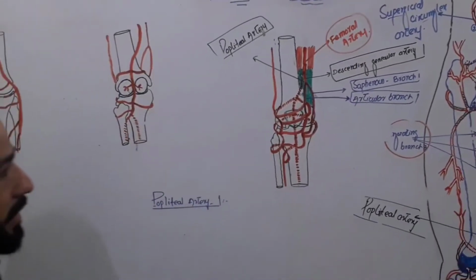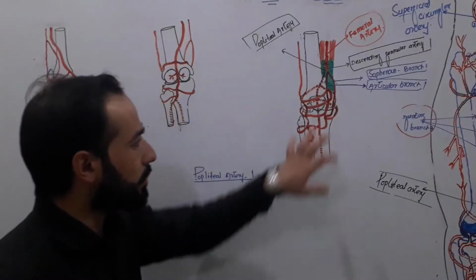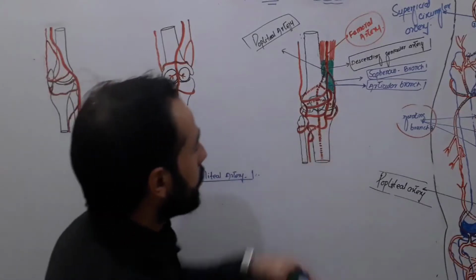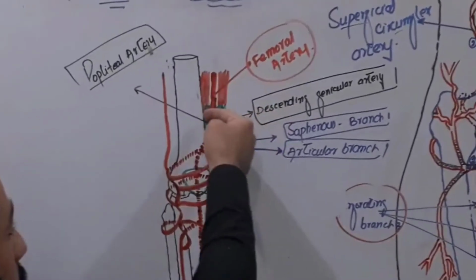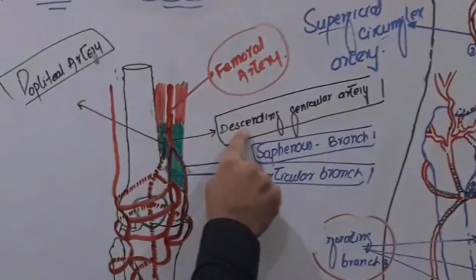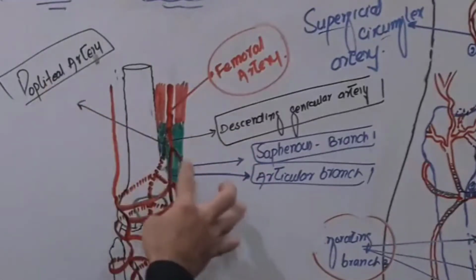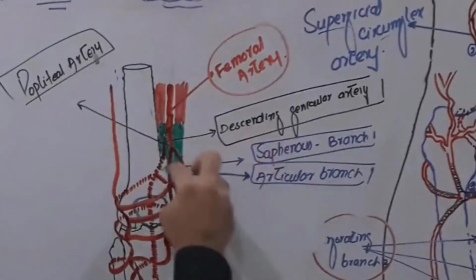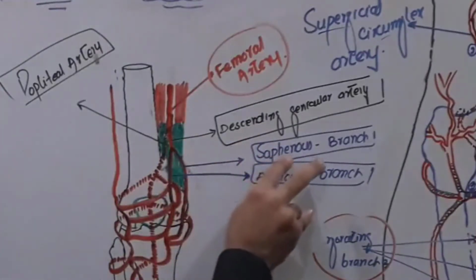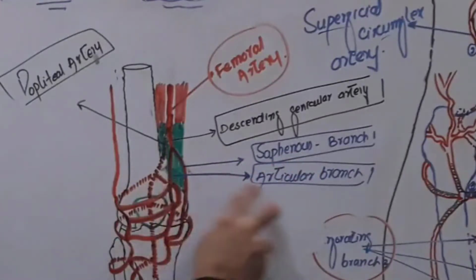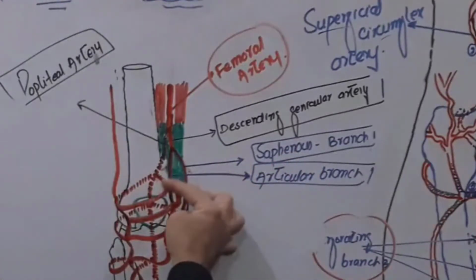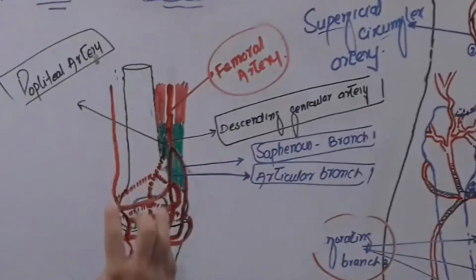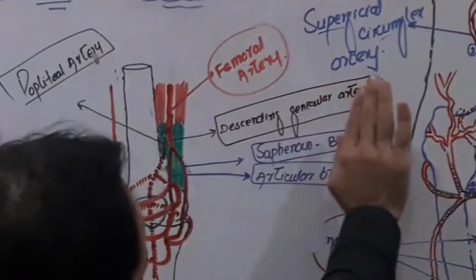Done, friends. In anatomy, what is the most important thing? The most important thing is the diagram. If you know the diagram, then you can remember all the things easily. So look, this is the femoral artery. The femoral artery gives off two branches, the descending genicular artery and the popliteal artery. We will see the branch of the popliteal artery in a while. Then this descending genicular artery gives off two branches, the saphenous branch, which is medial, and the articular branch, which is lateral to the saphenous branch, and it makes anastomosis and articulates around the knee joint. Clear, friends? We will see this artery later.